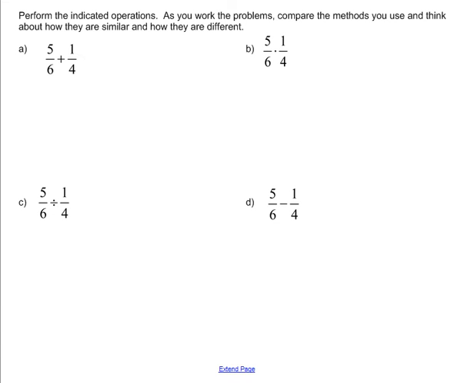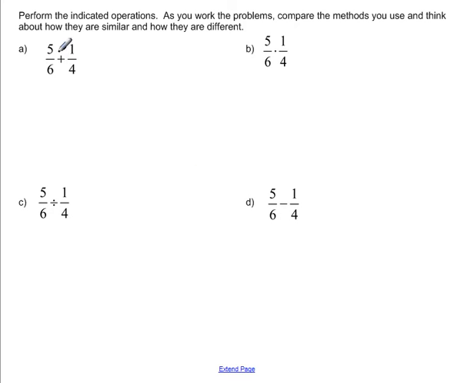Perform the indicated operations. As you work the problems, compare the methods you use and think about how they are similar and how they are different. So we want to be bringing together all the different things that we've learned about fractions, the different operations in this problem, because we're going to have to do one of everything.